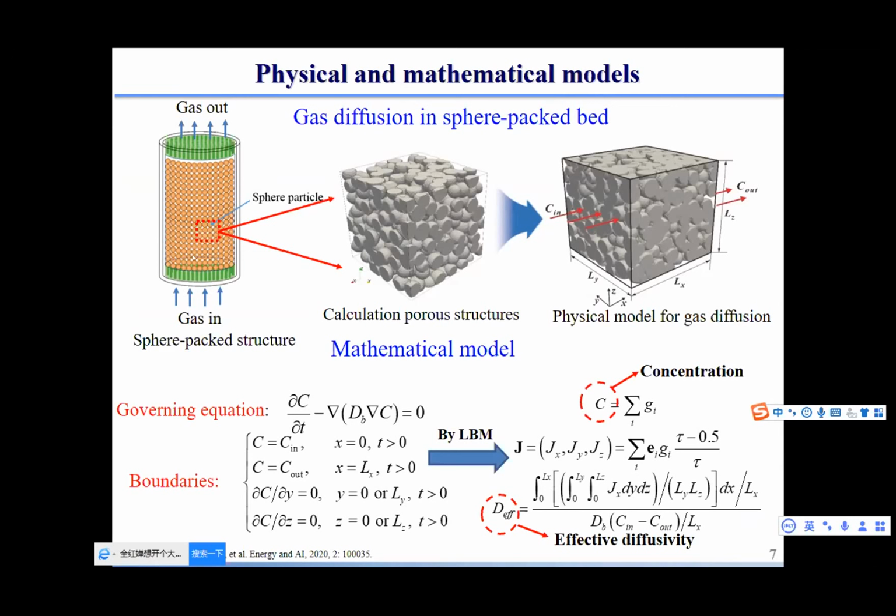And in this bed, spheres are compacted. The gas goes in this way and it goes out. So if this happens, a pure gas diffusion process happens inside this area. If we look inside these porous structures, this is the porous structure. We have some numerical methods to reconstruct these structures, and this is the physical model for simulations.